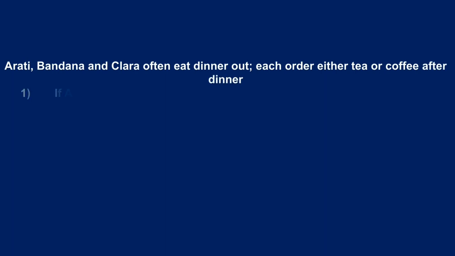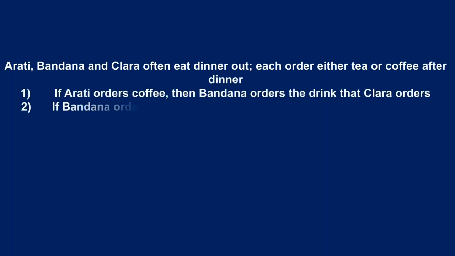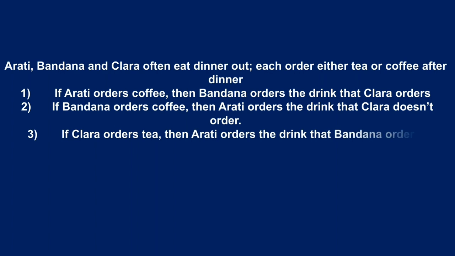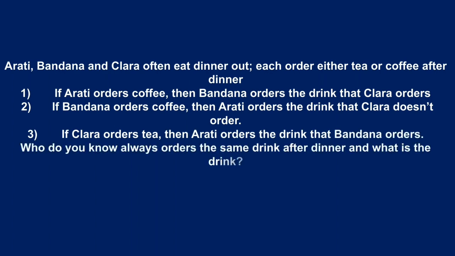The question was: Aarti, Bandana and Clara often eat out. Each orders either tea or coffee after dinner. The first rule is, if Aarti orders coffee, then Bandana orders the drink that Clara orders. If Bandana orders coffee, then Aarti orders the drink that Clara doesn't order. If Clara orders a tea, then Aarti orders the drink that Bandana orders. How do you know who always orders the same drink after the dinner, and what is the drink?